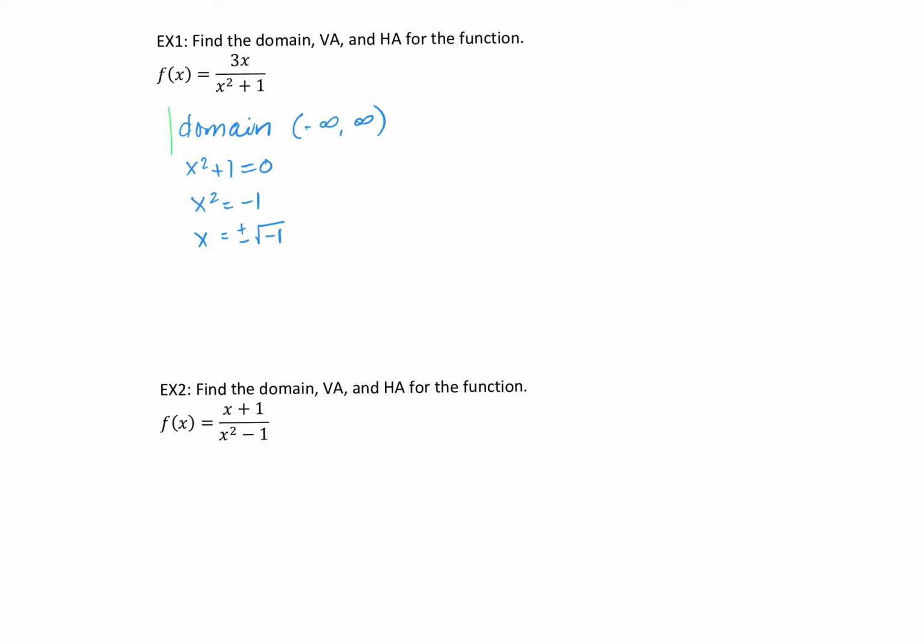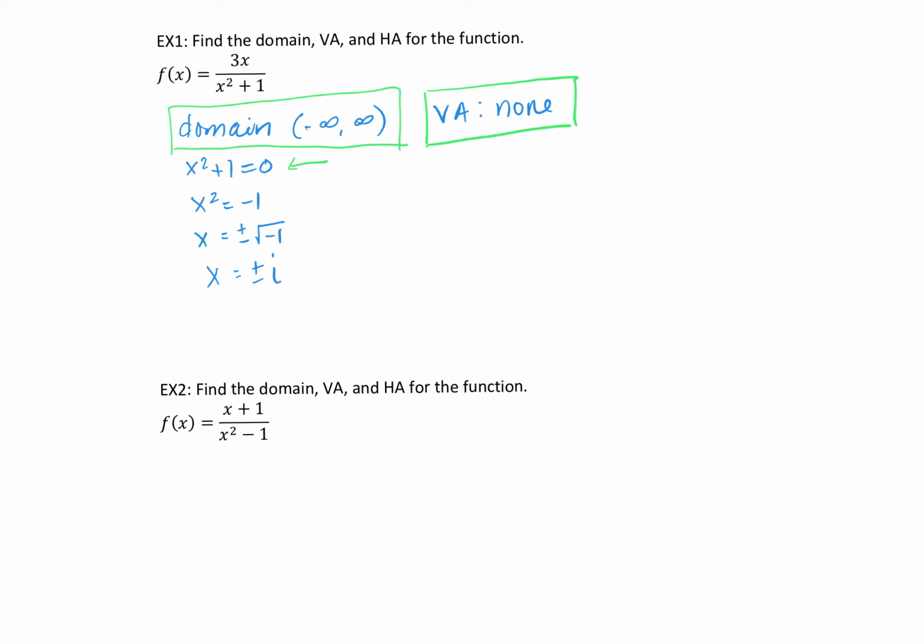Let's go ahead and find vertical asymptotes, but honestly, I've already found my vertical asymptotes. Remember, to find your vertical asymptotes you set your denominator equal to 0, which we've already done. And we already found that the only solutions are complex, plus or minus i, which means there are no vertical asymptotes. And that's possible. Asymptotes don't always exist.